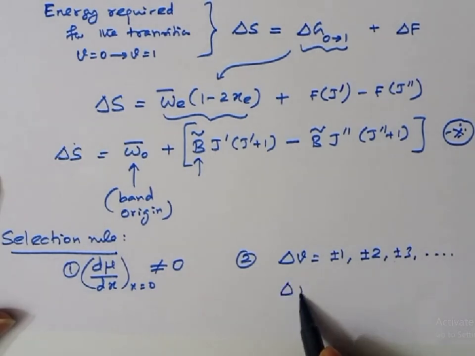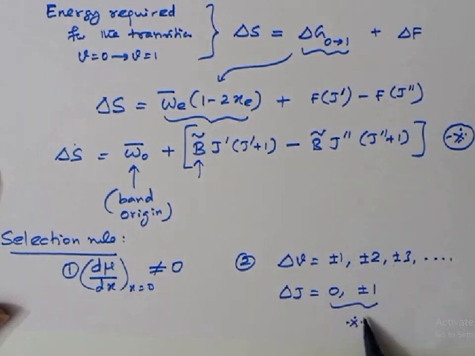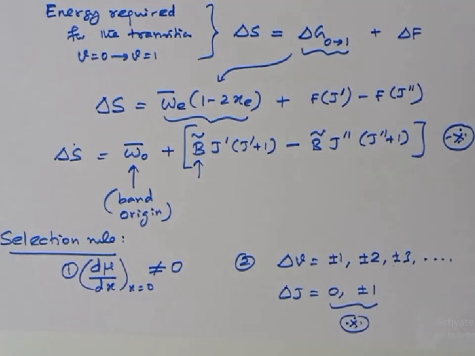And what about delta J? We have assumed the rotor as a non-rigid rotor. So here delta J 0 and delta J plus or minus 1 are allowed. These two are allowed. Very important, keep this in mind. If vibration and rotation are non-interacting, then the selection rule for delta J is just 0 and plus or minus 1. Take note. This is the gross selection rule and this is the specific selection rule.